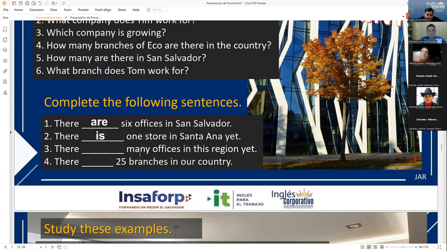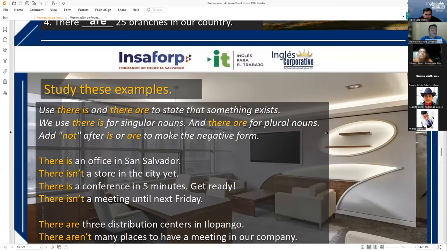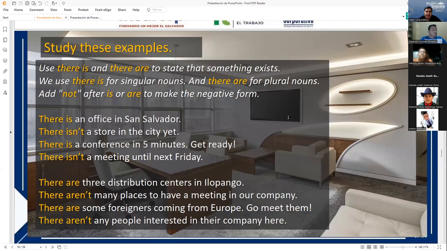There is one store. Okay, negative because yet. So? There isn't one store in Santa Ana yet. Okay, number three. There aren't many offices in this region yet. Yet again, negative. When you see yet, negative. Okay, four. There are 25 branches in our country. Excellent. Let's move on.